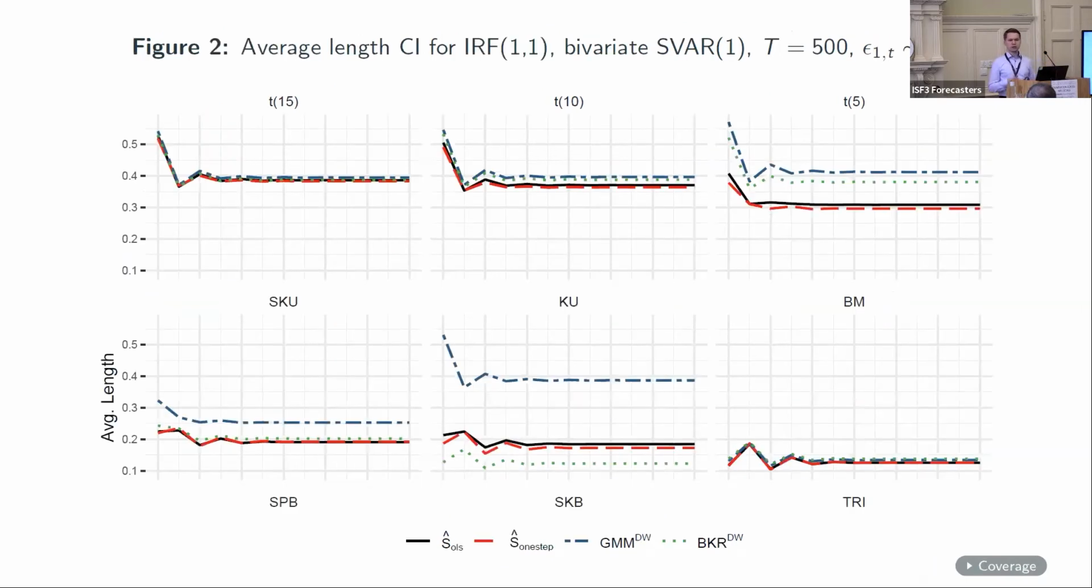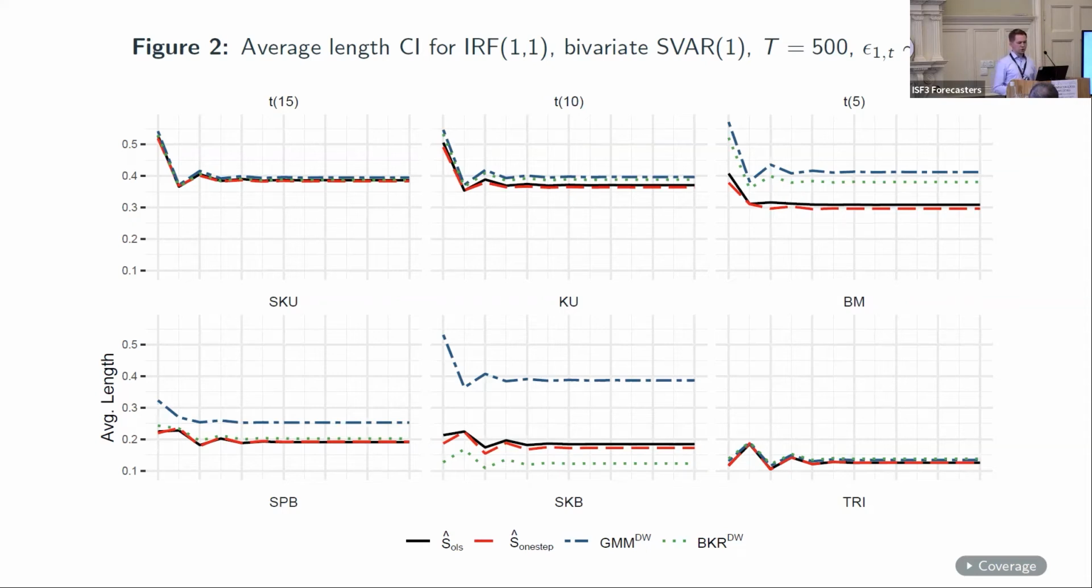And then finally, we look at coverage and average length of the confidence bands for the impulse response functions that we construct. So here what you can see is the average length for the IRF of the first variable to the first shock when we construct the confidence bands using our method. So this is the black and the red line versus one of the competing approaches, which is by Drautzburg and Wright, where they have a GMM-based procedure. So that's using some higher order moments to estimate this, or one which is based on an independence test that they have.